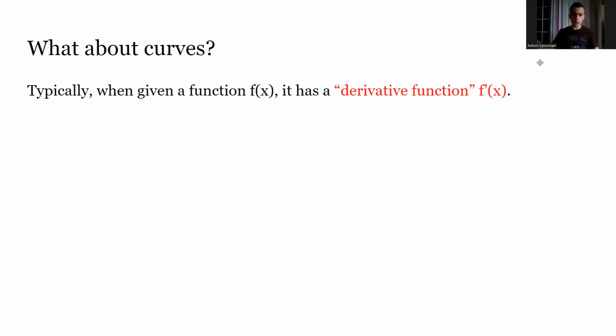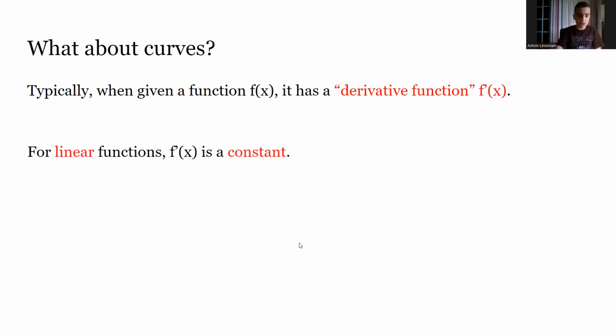What about curves? So typically, a couple of things that I want to go over before we move on to the more general discussion. Typically, when you have a function f of x, it also has a derivative function f prime of x. That is, the output of the derivative function f prime of x, which is denoted by f apostrophe x, as we went over in the previous lesson, at a given input x is just the derivative of f of x at that point x with respect to x. For instance, for linear functions, this derivative function is a constant.